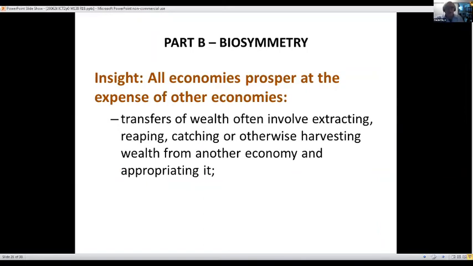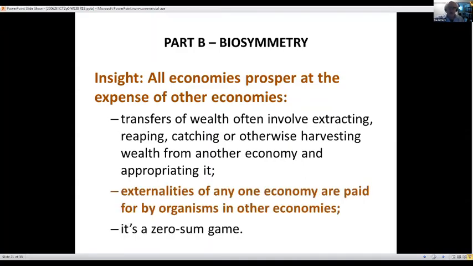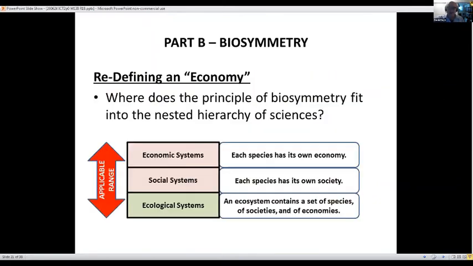What insight does this give us? Well, all economies prosper at the expense of other economies. Transfers of wealth often involve extracting, reaping, catching, or otherwise harvesting wealth from another economy and appropriating it. The externalities of any one economy are paid for by organisms in other economies. It's a zero-sum game. We only have one planet, and it's only so big. If one economy expands, a number of other economies have to contract. Where would this fit in the hierarchy of sciences? Well, the concept of species first appears when you're talking about ecological systems, so it would start there, and it would apply to all nested systems that are found within ecological systems.